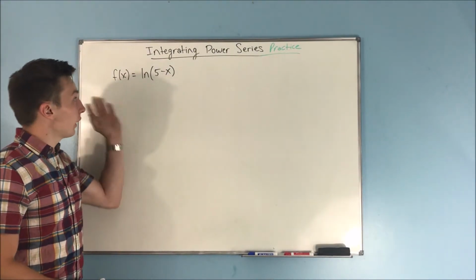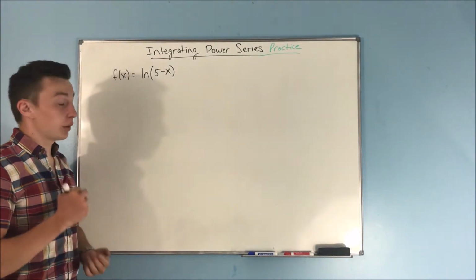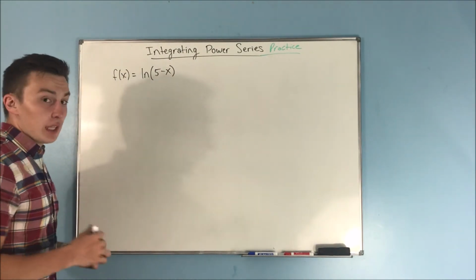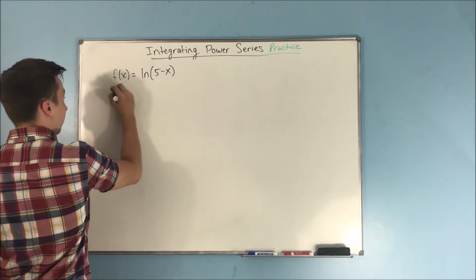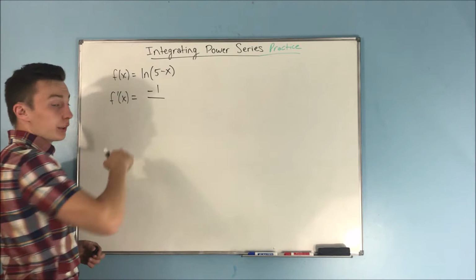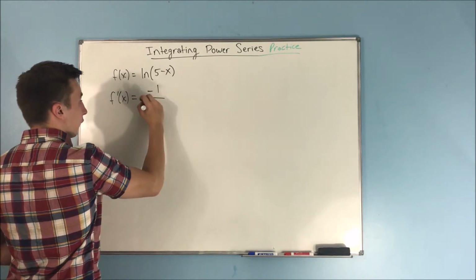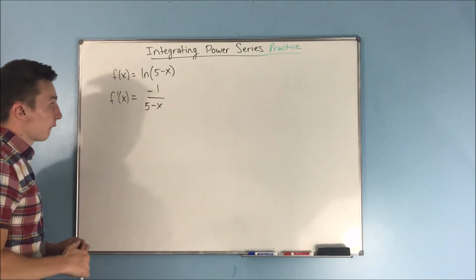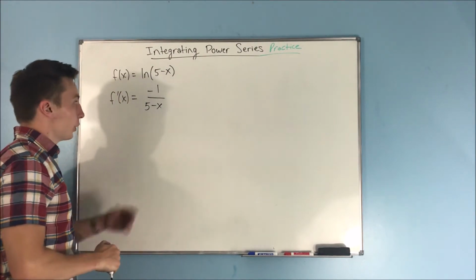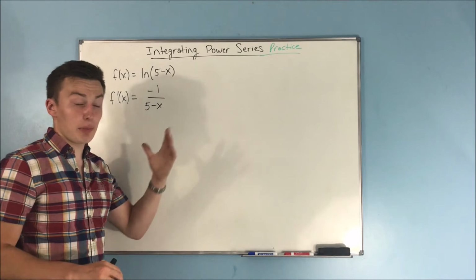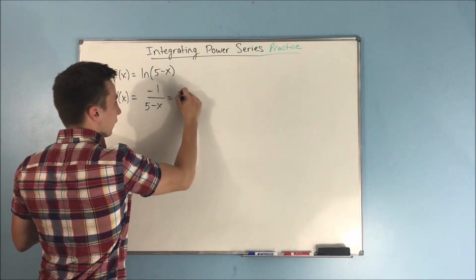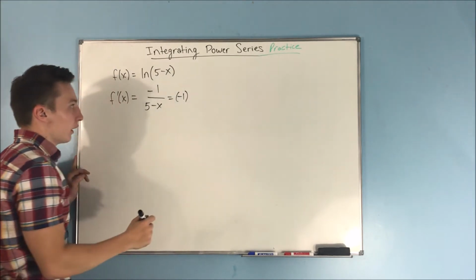So here we have our next problem, f of x equals natural log of 5 minus x. So let's express this as a power series. First step, take a derivative. We take a derivative here, and we're going to get negative 1, because we have to do the chain rule, over 5 minus x. Now we want to get this close to 1 over 1 minus something. So what we can do here is take out that negative. We kind of have a negative 1 sitting on the outside here.